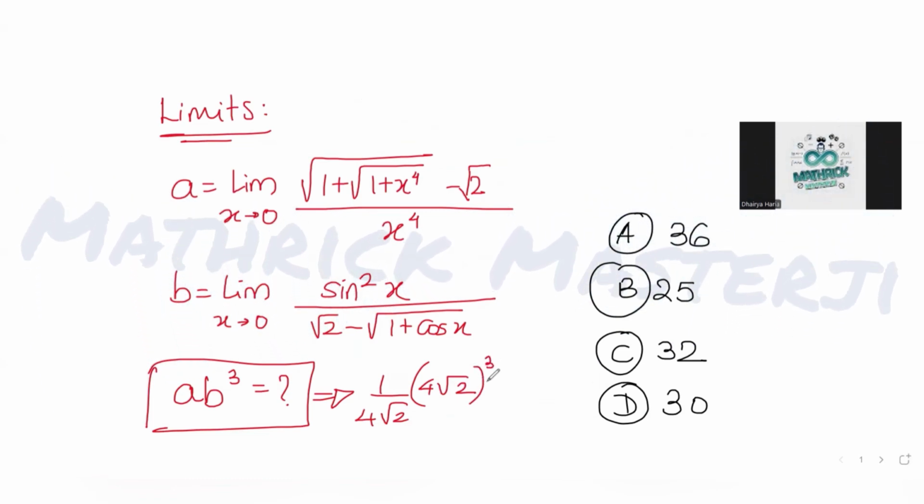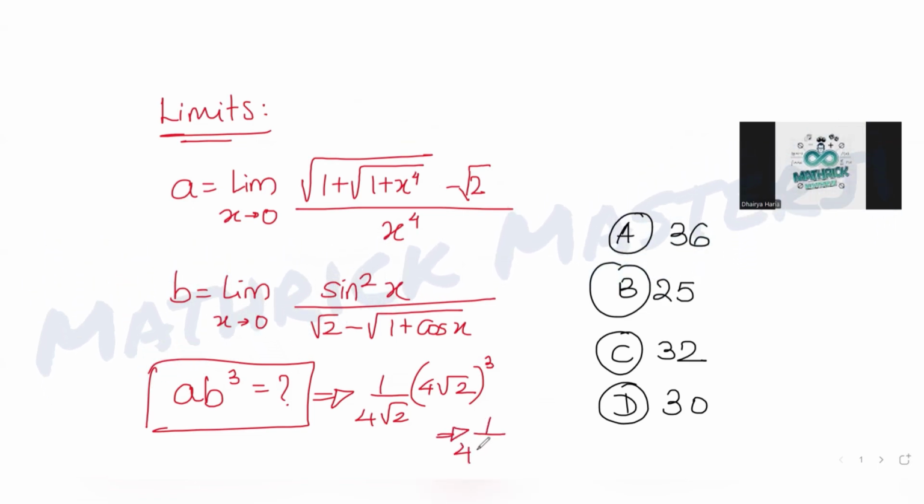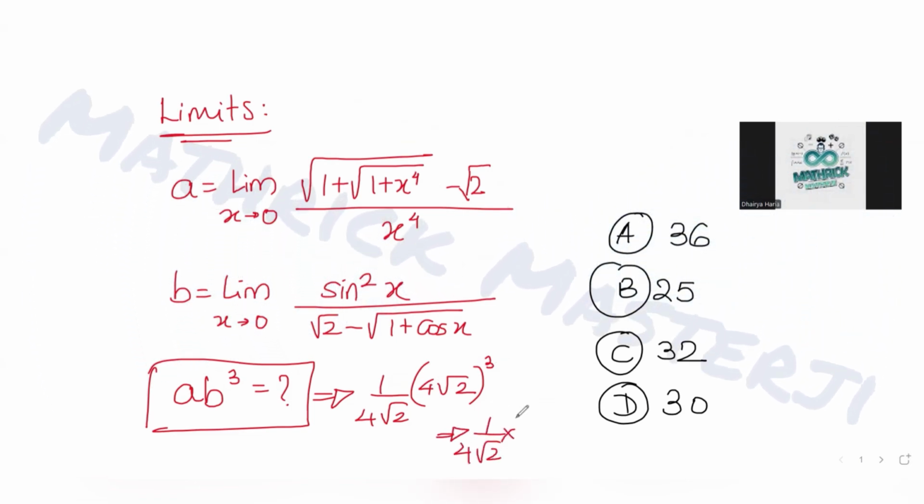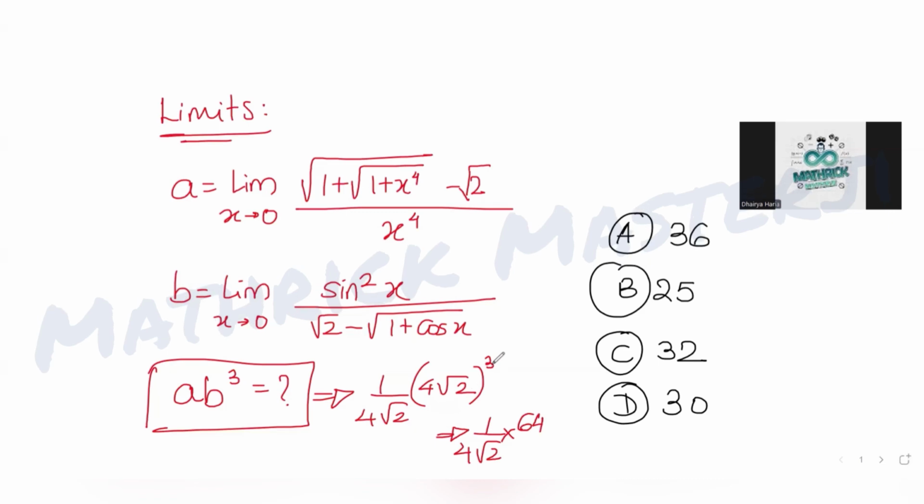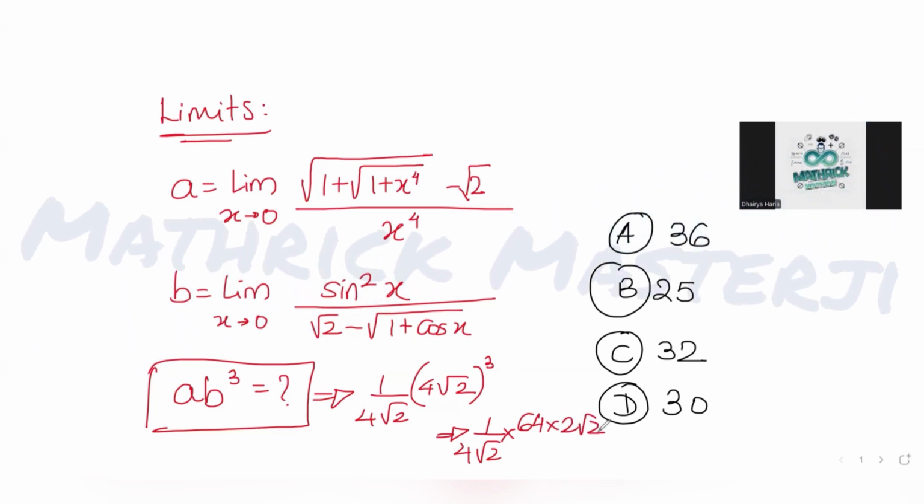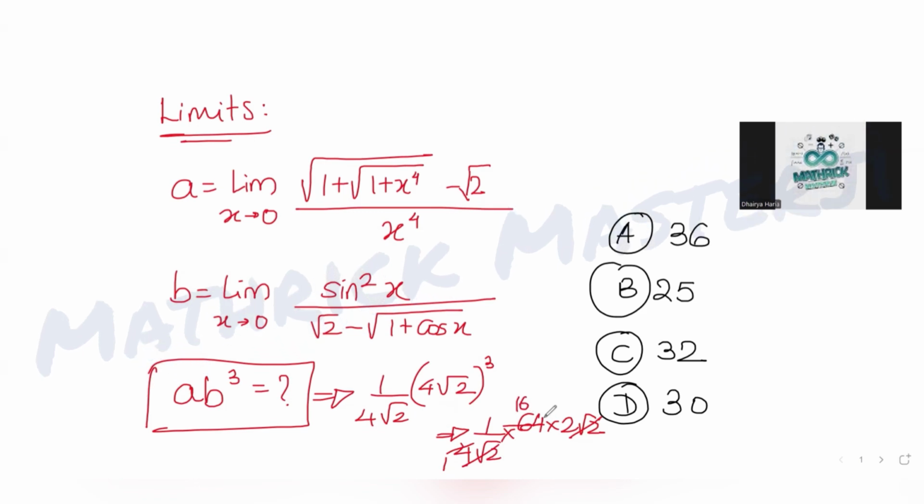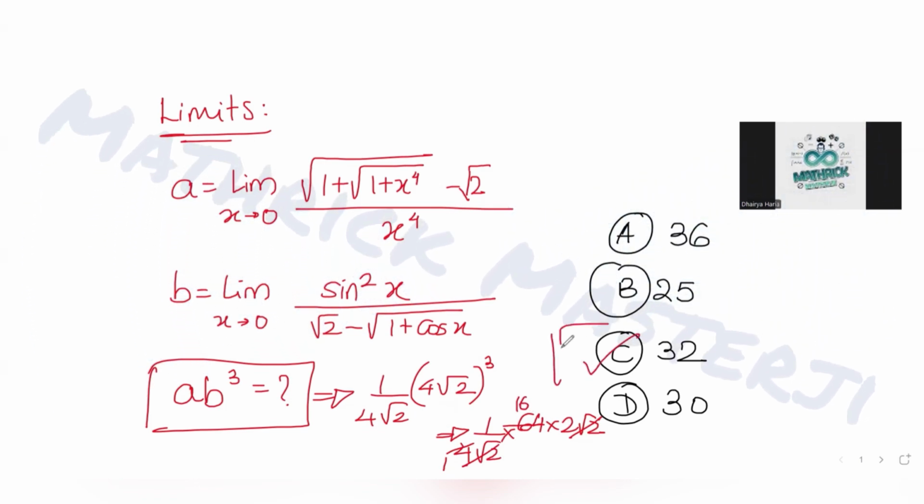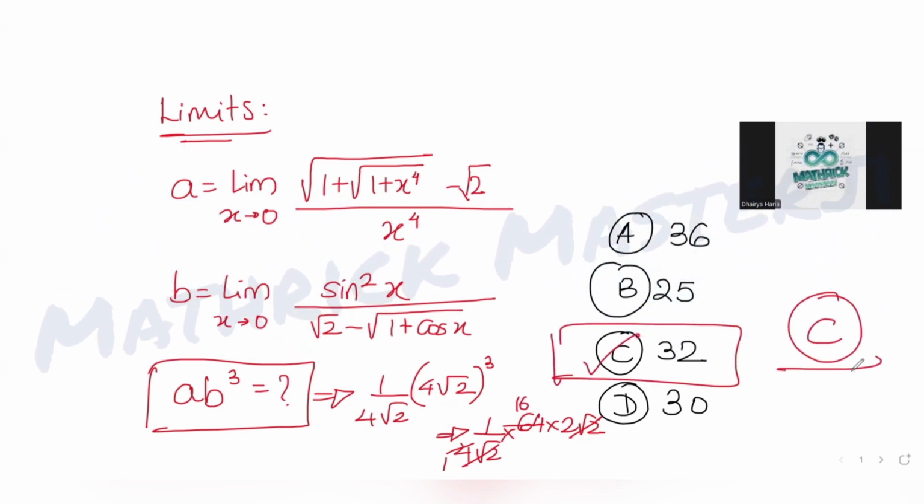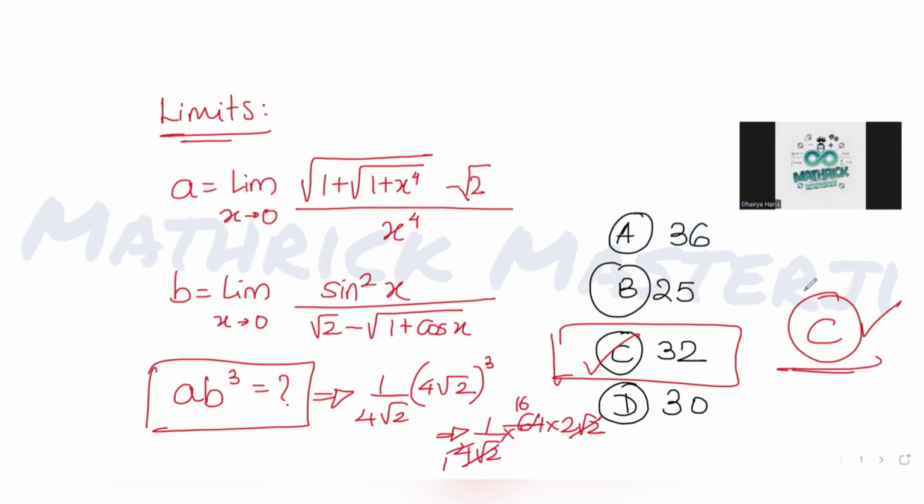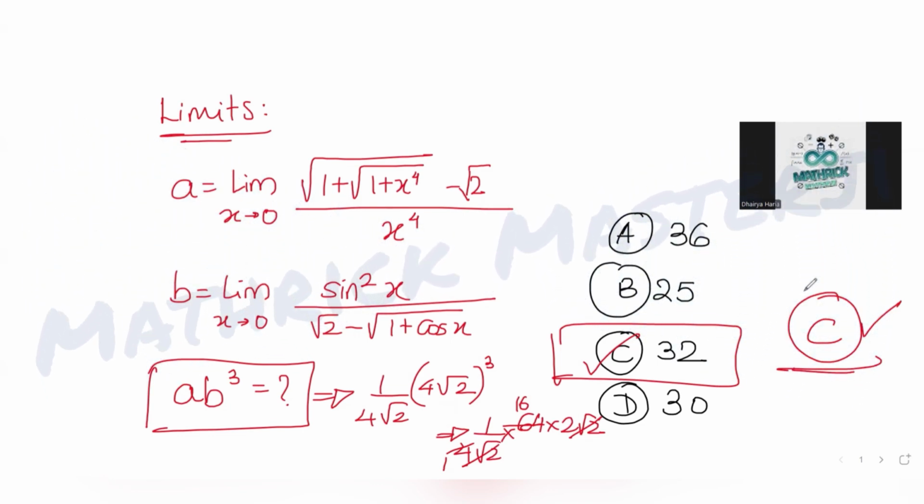So from here, what do I get? Let's see. So if I solve it further, I get 1 over 4 root 2, 4 cube, 64 root 2 cube, 2 root 2. So root 2 cancels, 4 and 16. So 16 times 2 is 32. And that basically matches with answer choice C. So C becomes the correct answer for this question that is given to us here.